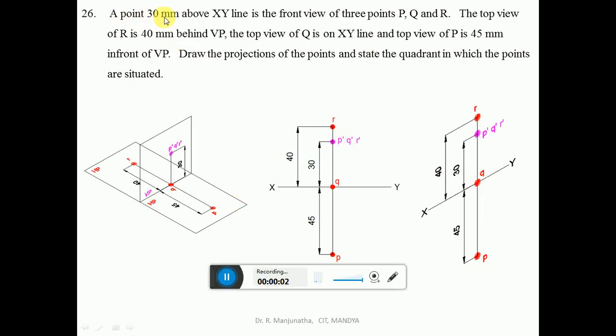A point 30 mm above XY line is the front view of 3 points capital P, capital Q and R. Top view of capital R is 40 mm behind VP. The top view of Q is on XY line and top view of capital P is 45 mm in front of VP. Draw the projections and state the quadrants in which the points are situated.